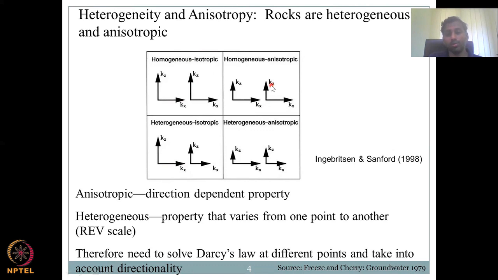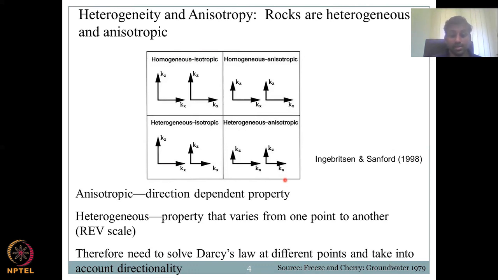So coming back to homogeneous anisotropy, this can also be okay because I can at least take one point in the sample and assume it is the same everywhere. But the reality is this: it is very heterogeneous and anisotropic. So anisotropic direction is very, very dependent on where you take the sample, how you take the sample, et cetera. So anisotropy is a directional property, whereas heterogeneity is a spatial property, a property that varies from one point to another.